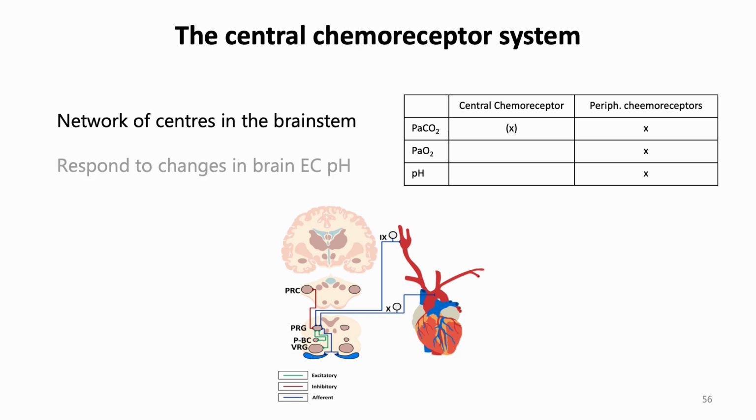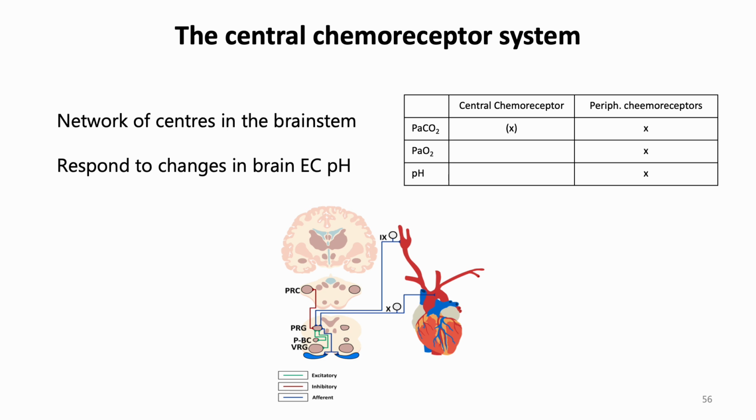So it's a network of sensors in the brainstem that respond to changes in brain extracellular pH, which mainly depends on CO2 in blood. However, other factors, for example, pathological processes within the brain, directly affect pH, and that will also affect breathing, which we see in some conditions such as neurotrauma or neuroinfection, brain ischemia, and so forth.